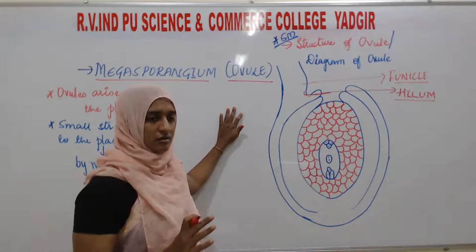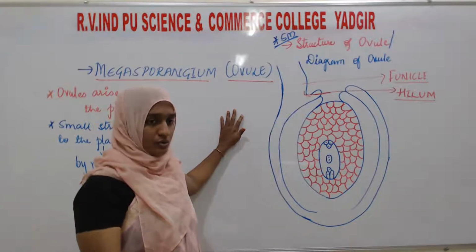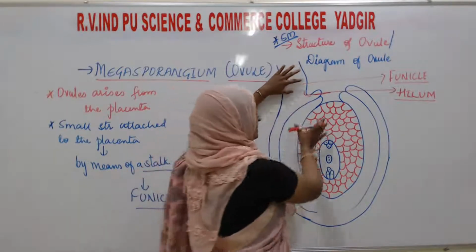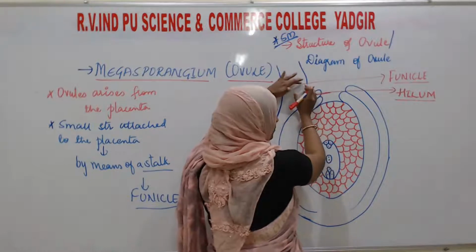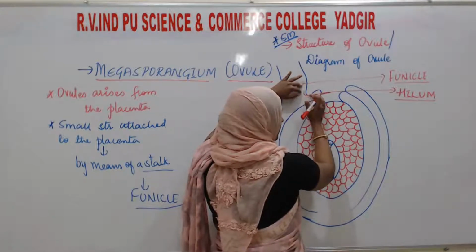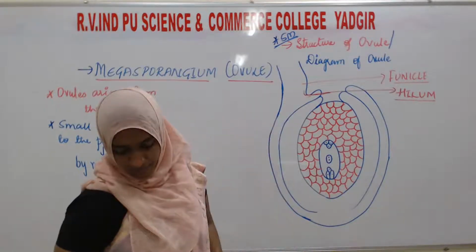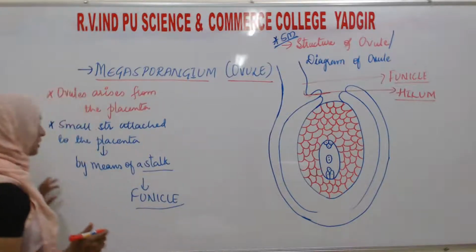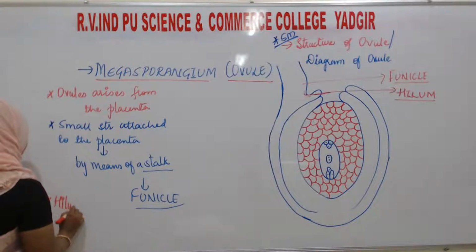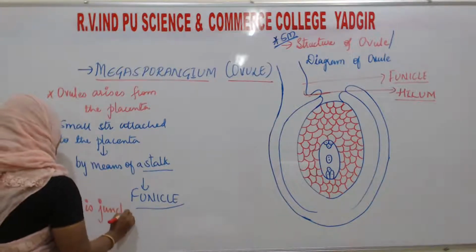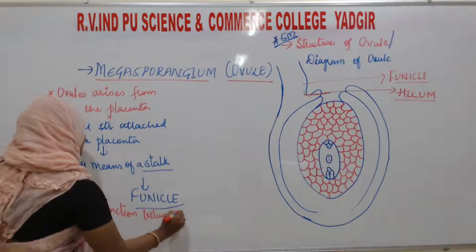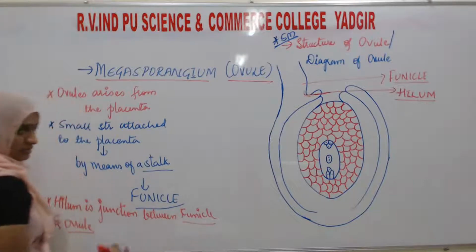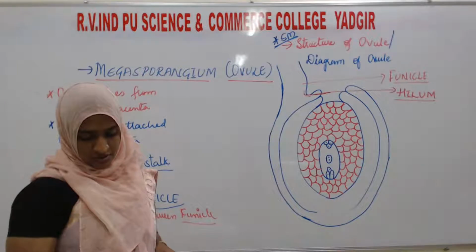See, the funicle is a stalk which attaches the placenta with the ovule, and the main body of the ovule attaches with the funicle. Here you can see this is the main body and this is the funicle. The funicle is attached to the main body by a region known as the hilum. So the hilum represents the junction between the funicle and the ovule. Here I write: hilum is the junction between funicle and ovule.